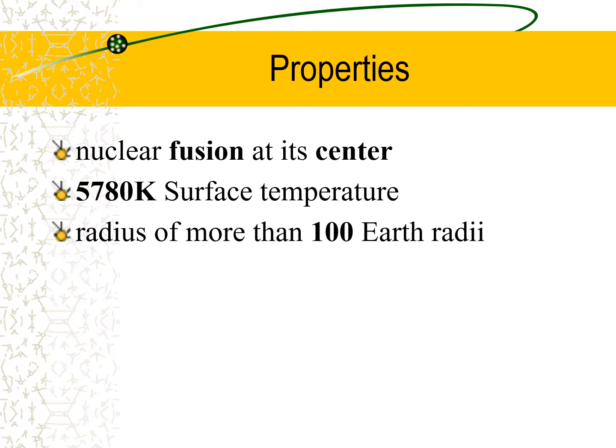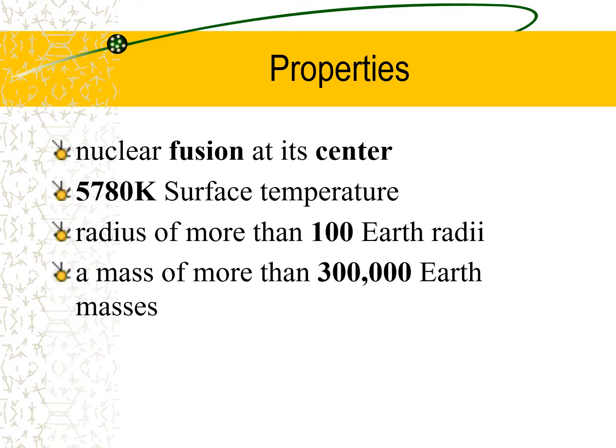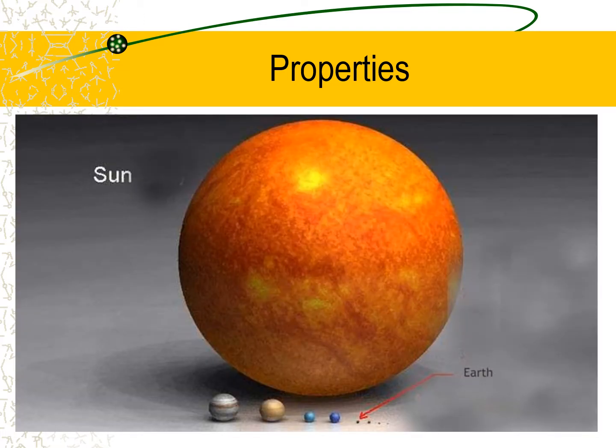The radius of the sun is more than 100 times that of the Earth, and it's 300,000 times more massive than the Earth. Here you can see a picture comparison of the sun with the four terrestrial planets and the four Jovian planets. Notice it's much, much larger.